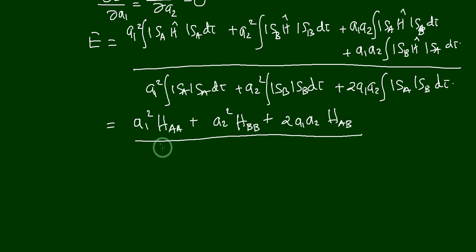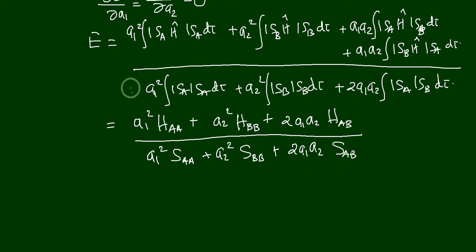a1 square integral 1s a 1s a d tau, I can write it like SAA, plus a2 square integral 1s b 1s b d tau is SBB, plus 2 a1 a2 integral 1s a 1s b d tau, that is written as SAB.